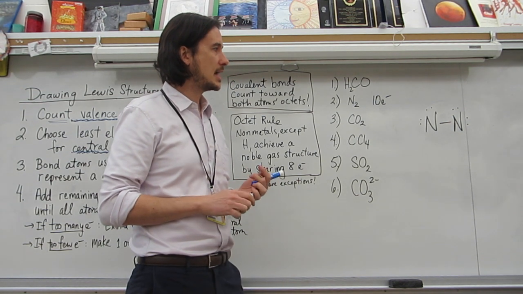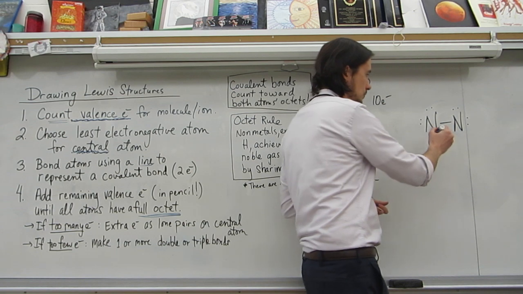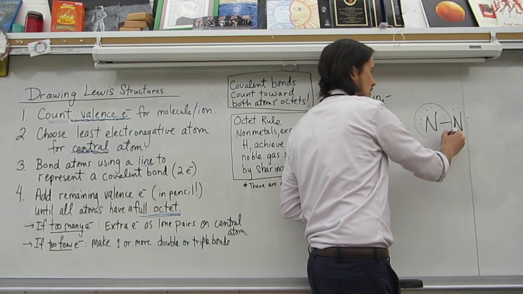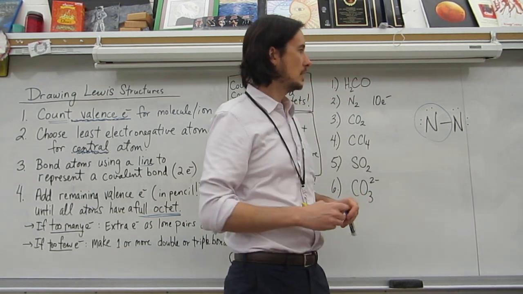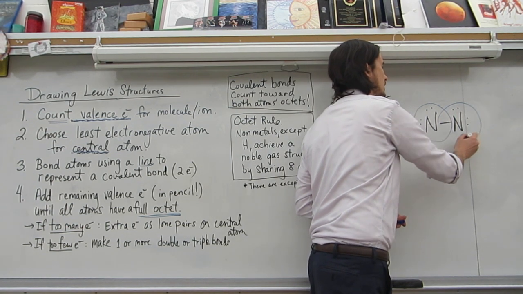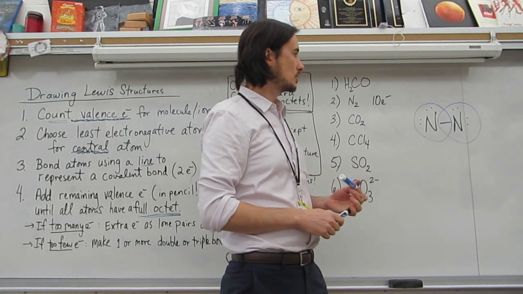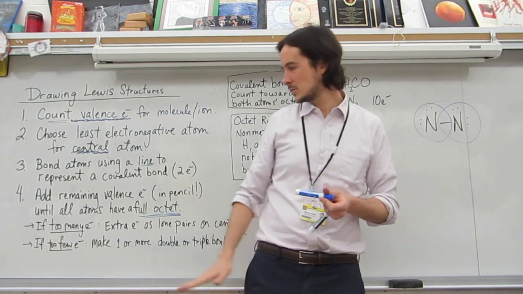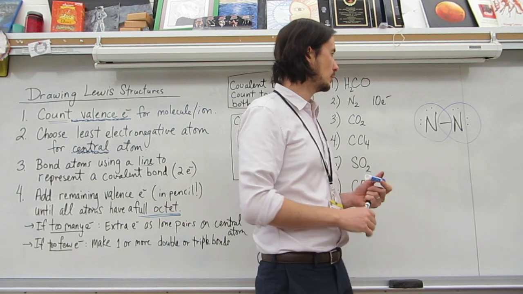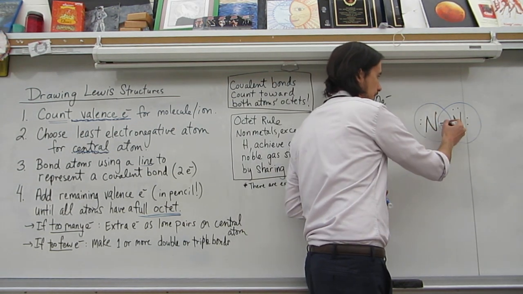And we see that that's not enough. We don't have octets, right? If I draw this circle here, there's only 6 electrons in that nitrogen's vicinity, and if I do that circle, there's only 6 electrons in that nitrogen's vicinity. So if we have too few electrons, we need to make one or more double bonds. So we take those electrons and we put them here.